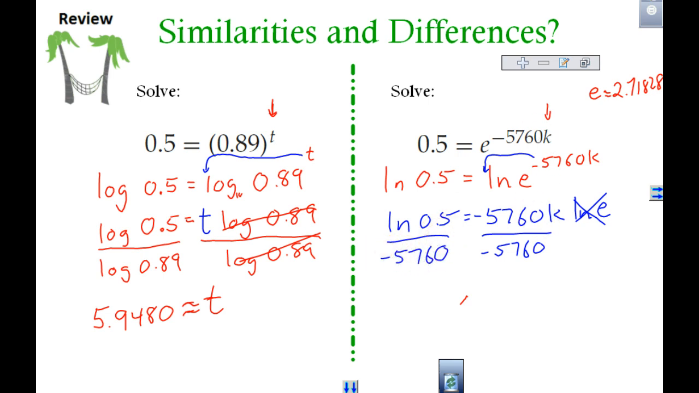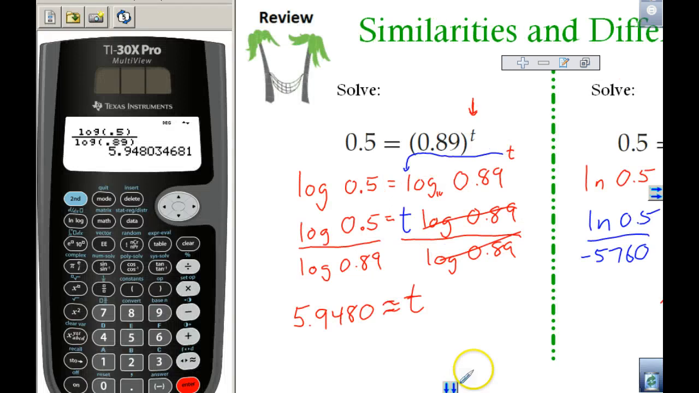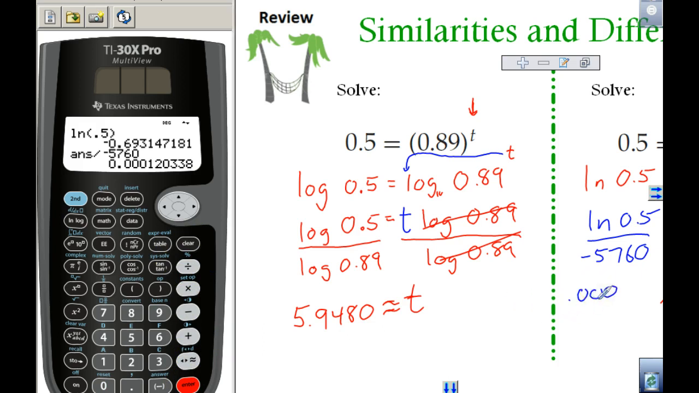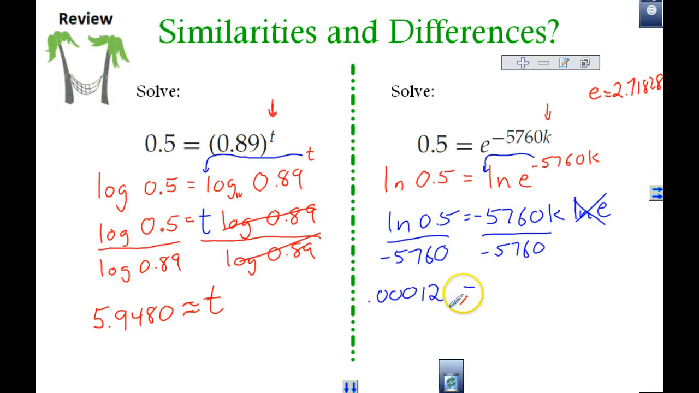I'm going to do the natural log of 0.5, divided by this big number. Oh wow. So we get 0.00012, and that's what is equal to k.